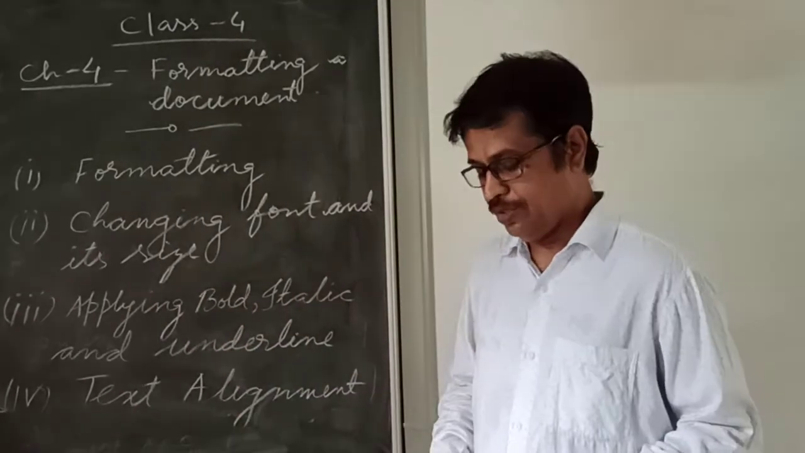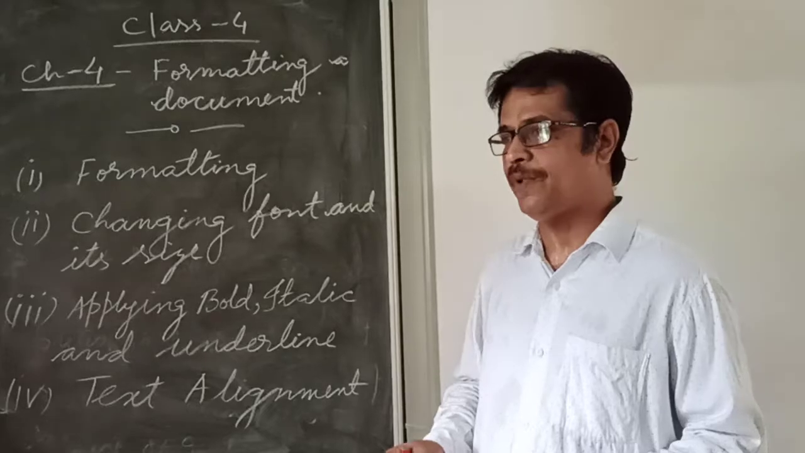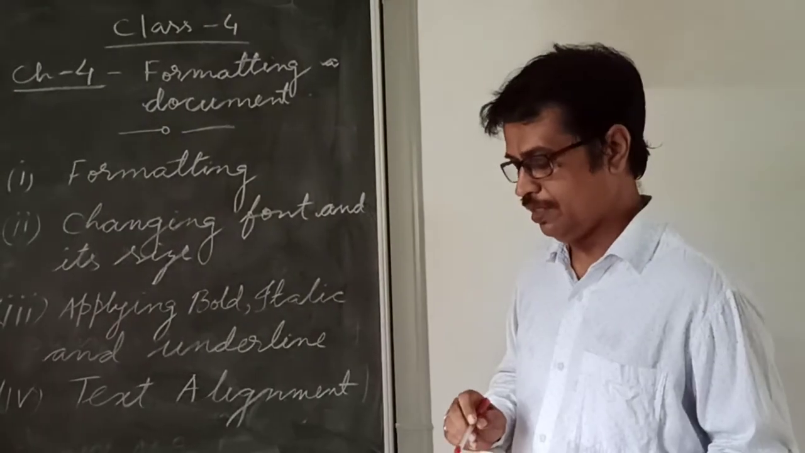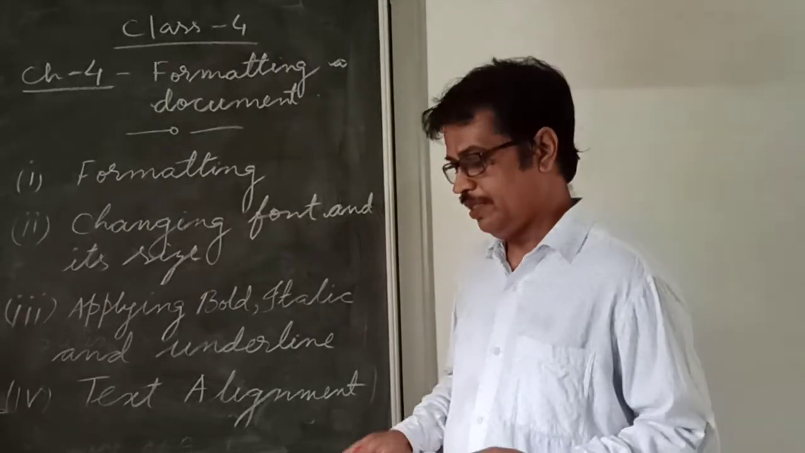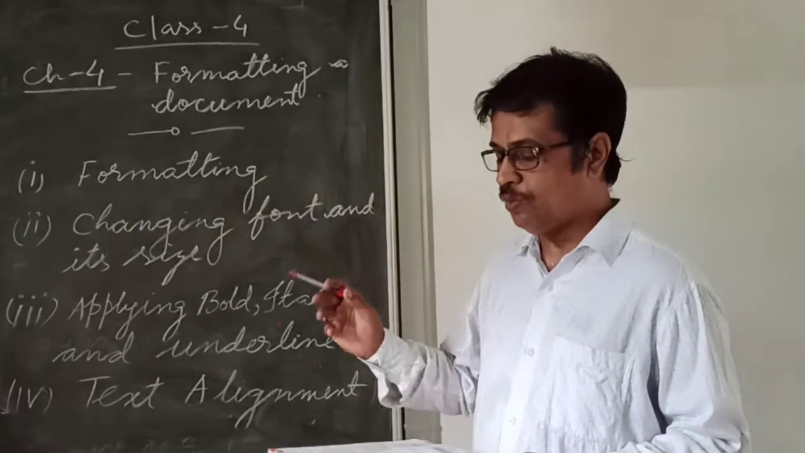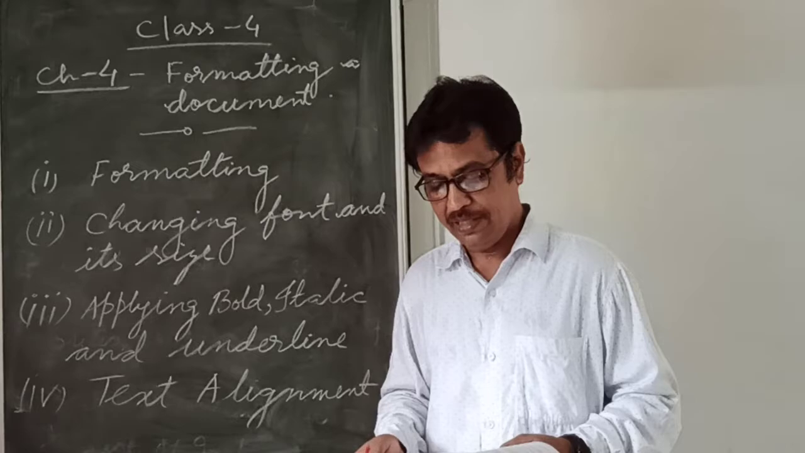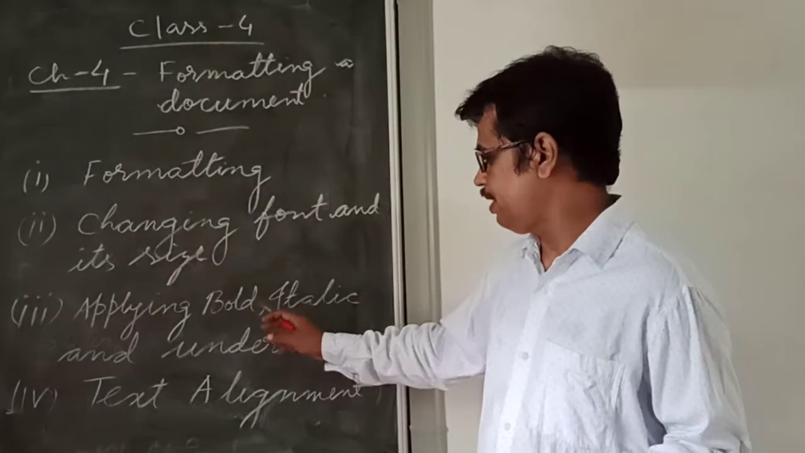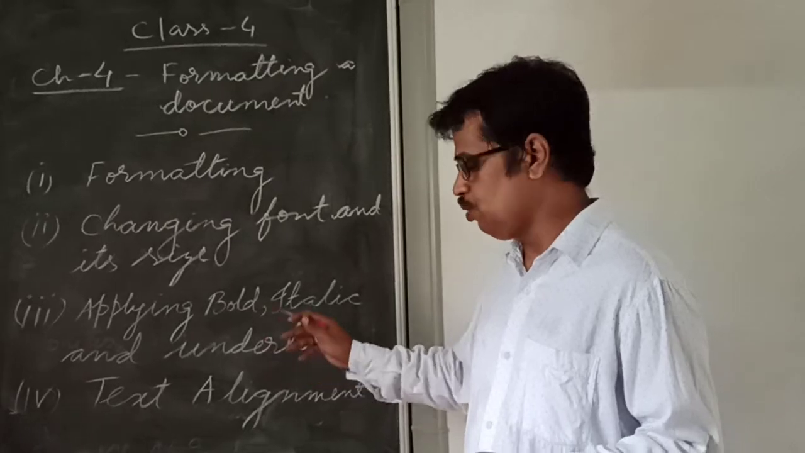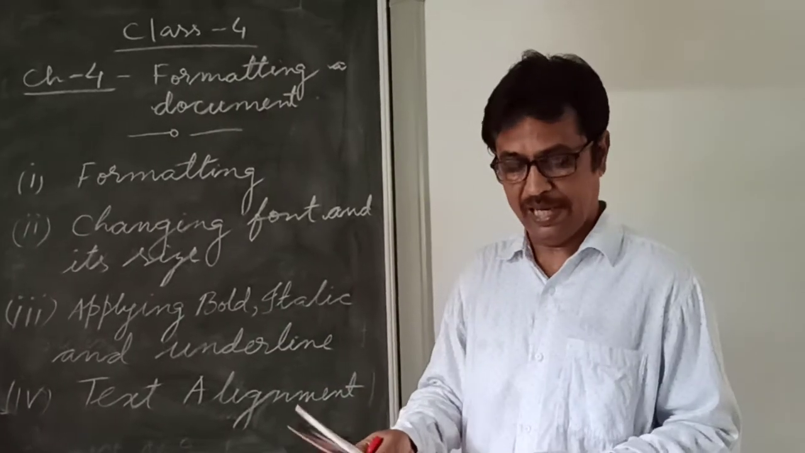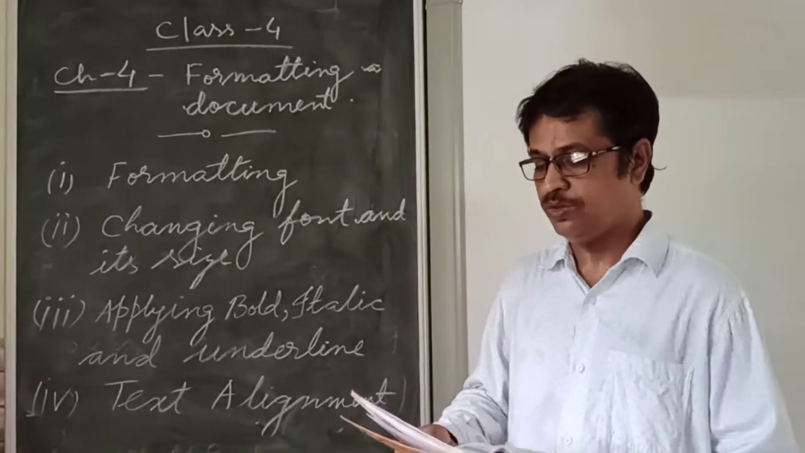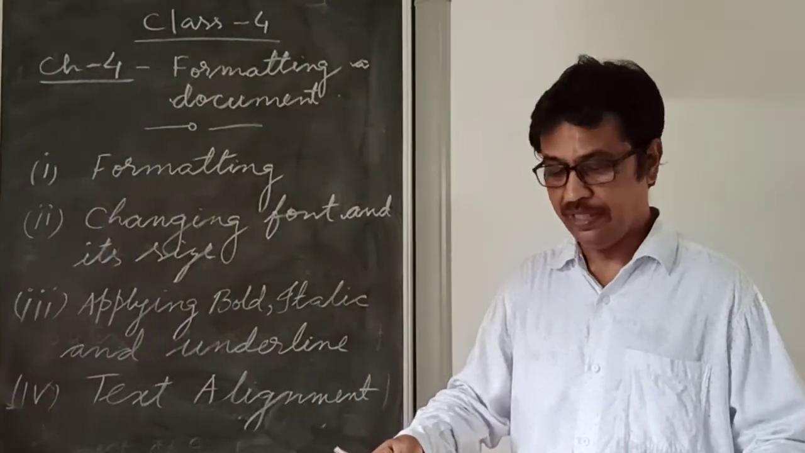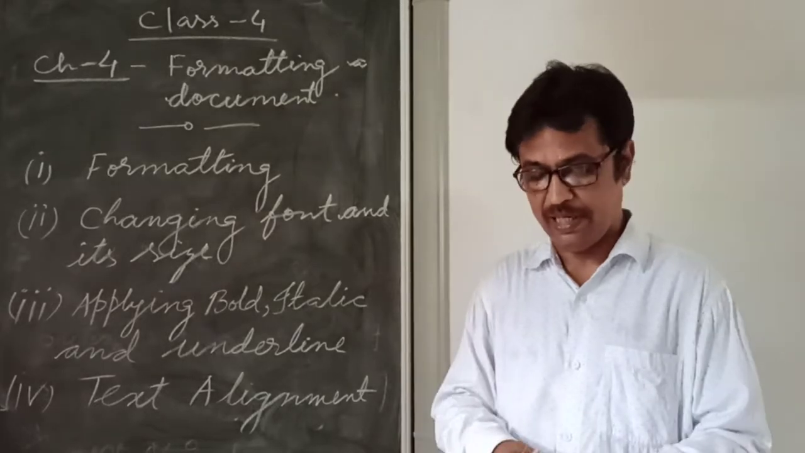underline. To do this, again you have to apply the same process. First you have to select your text. After selection, you go again to the home tab and click the B button for bold, the I button for italic, and the U button for underline. I am trying to show you, just a minute, for making it bold, italic and underline.